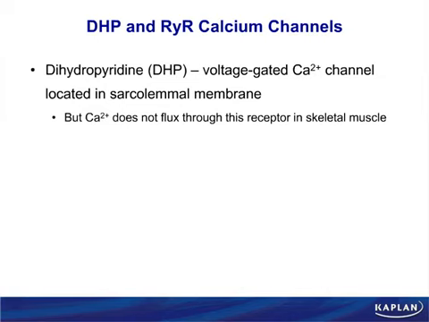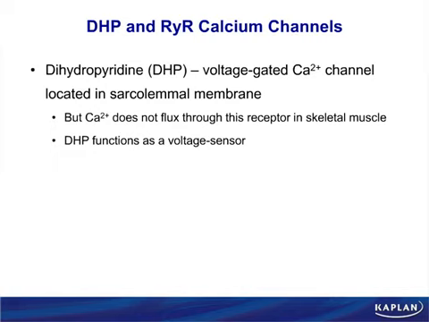However, it's kind of a misnomer to consider it a calcium channel in skeletal muscle. Why is that? And that is because calcium does not flux through this receptor in skeletal muscle. Okay, so again, the sarcolemma has DHP, but calcium doesn't flux. So effectively, there are no calcium channels on the sarcolemma, even though DHP normally acts like one. It's different in skeletal muscle. It behaves as a voltage sensor, not as a channel through which calcium fluxes.